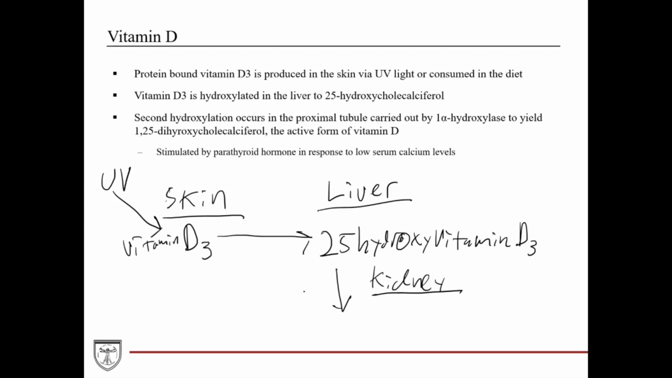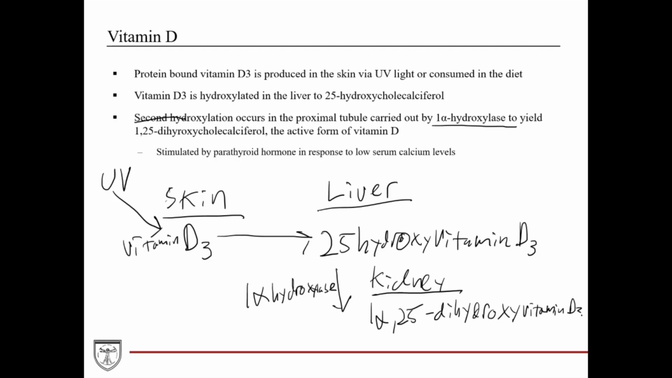where you undergo a second hydroxylation reaction, as we say here, via an enzyme, 1-alpha hydroxylase, which is found in the proximal tubule. So 1-alpha hydroxylase will yield 1-alpha, 25-dihydroxy vitamin D. This is the active form. So you need this final step in the kidney to give you the active form of vitamin D.